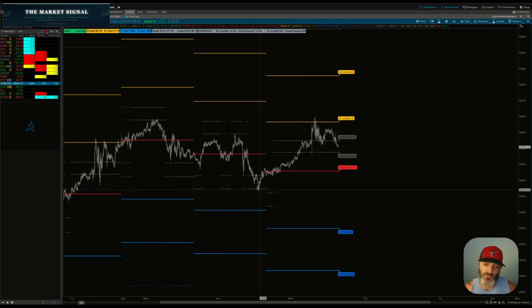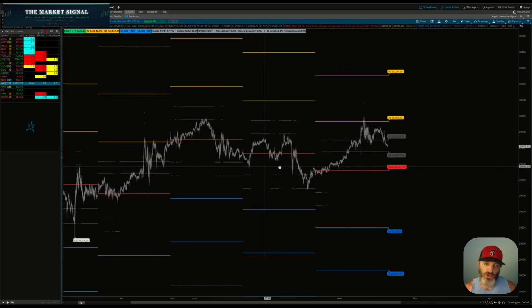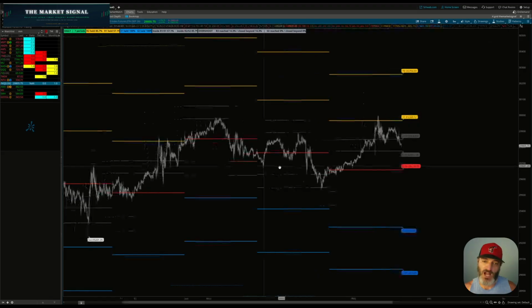Where does it find support? The 382. And this all plays out live, so there's no guesswork involved. As soon as a level breaks above my pivot or below, or breaks into another level, it automatically starts putting these on your screen, which is pretty cool.